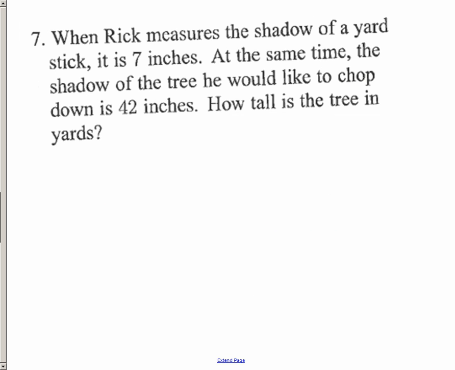Number 7, when Rick measures the shadow of a yardstick, it is 7 inches. At the same time, the shadow of the tree he'd like to chop down is 42 inches. How tall is the tree in yards? Got a couple of things going on here. Well, let's go ahead and set up the proportion.